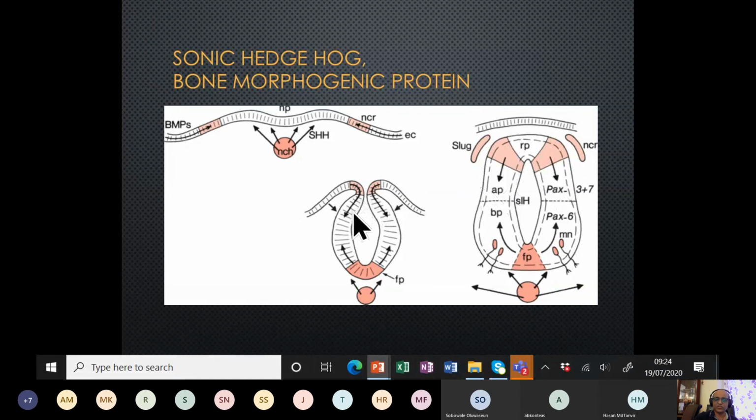So this is the neural tube. The more dorsal part is the alar part. The more ventral part is the basal part. The basal part is influenced by the notochord and its secretory sonic hedgehog to form the motor neurons, whilst the bone morphogenetic protein, BMP, and the slug, these are all proteins, they influence the dorsal part to form the sensory neurons and the neural crest cells, which will form the sensory ganglia.